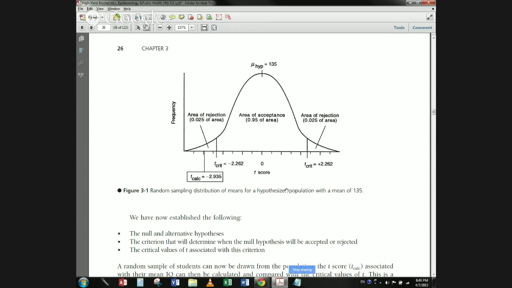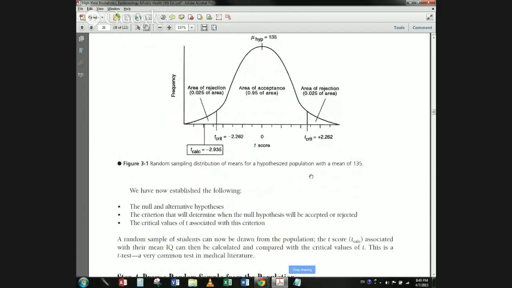We have now established the null and alternative hypotheses. We've established the criterion that will determine when the null hypothesis will be accepted or rejected, and the critical values of t associated with this criterion. A random sample of students can now be drawn from the population. The t-score, or t calc, associated with their mean IQ can then be calculated and compared with the critical values of t. This is a t-test, a very common test in medical literature.